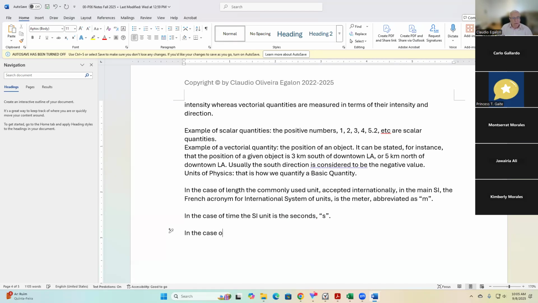In the case of mass, and what is mass? Mass is a measure of the quantity of matter in a given object. That's what would be a good definition of mass. The unit is the kilogram, or kg.